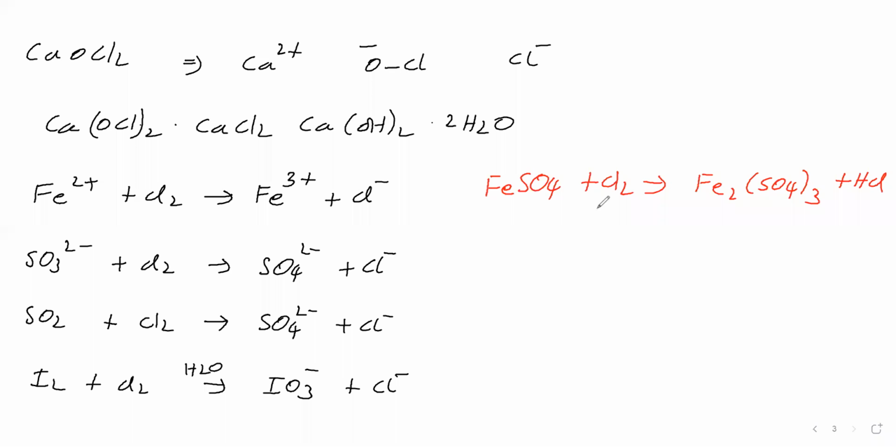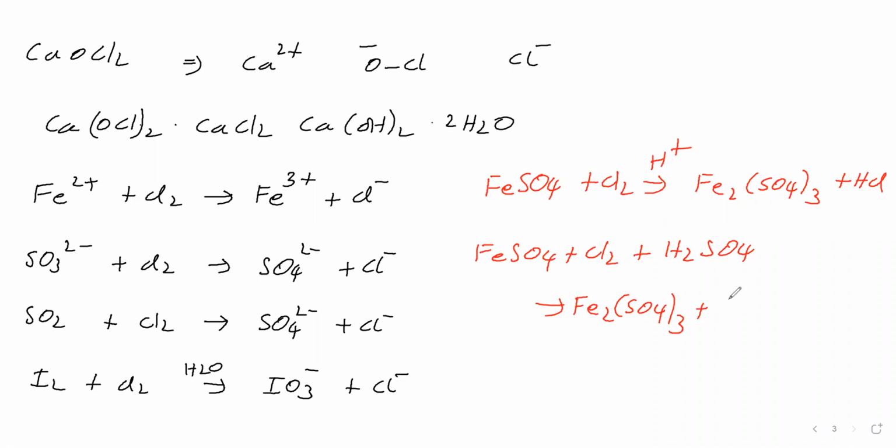How did we get H plus? This reaction is possible in acidic medium. Therefore, we have written H plus. That means for ferrous, we are taking ferrous sulfate. Chlorine we are passing. For acidic, we are taking sulfuric acid. So ferrous sulfate becomes ferric sulfate. Cl2 becomes Cl minus, and Cl minus takes H plus and becomes HCl. So this is the chemical reaction.